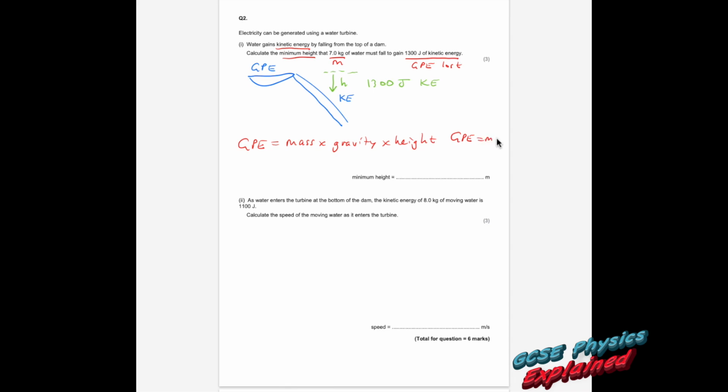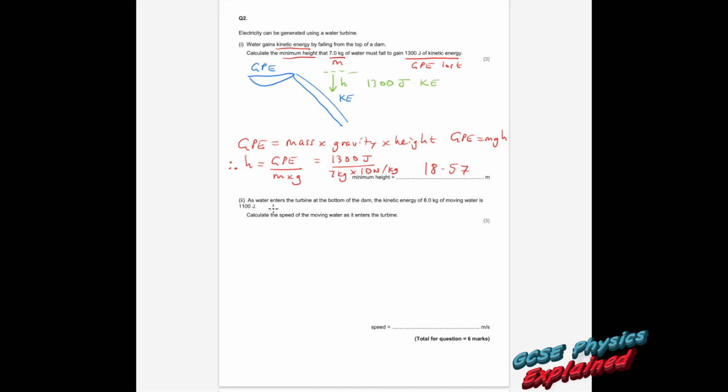GPE equals mgh, mass times gravity times height. So therefore, the height is going to be the gravitational potential energy divided by the mass times the gravity, and we'll pop the numbers in. Gravity on Earth is 10 newtons for every kilogram, and that's going to be 18.57 meters.